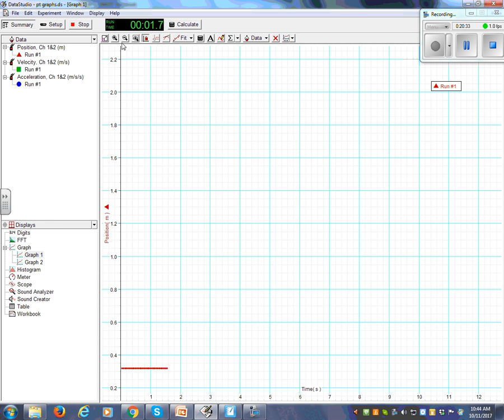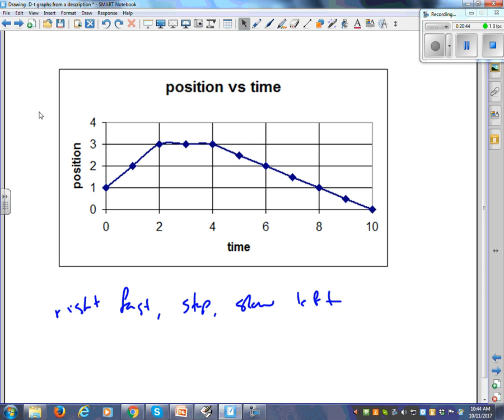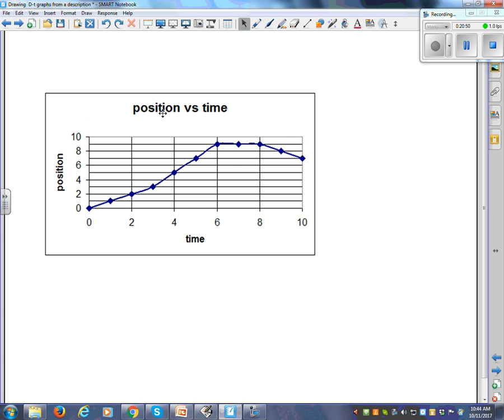Right, fast, stop, slow left. Is that kind of what the picture was? Yep. Close enough, okay. And then the last one here. There's a couple of different things going on here, right? Slowly right. Is it speeding up the whole time, or is it like two different speeds?